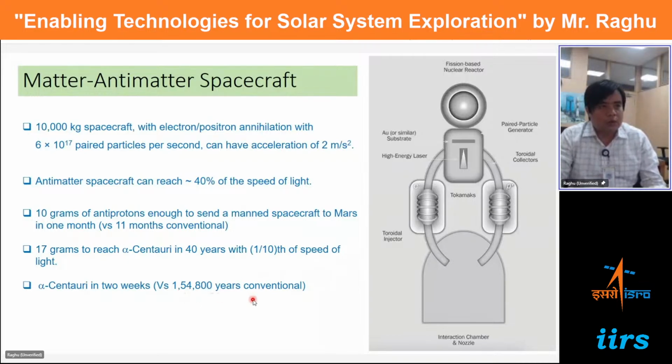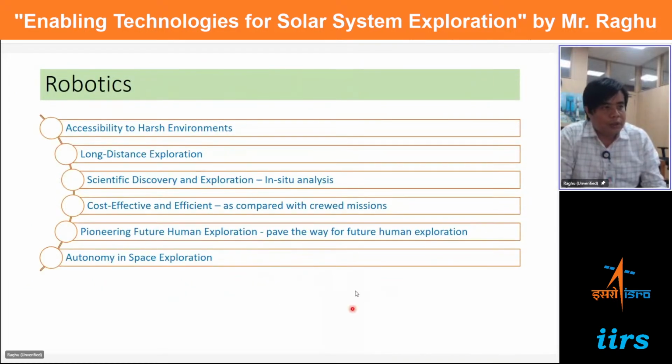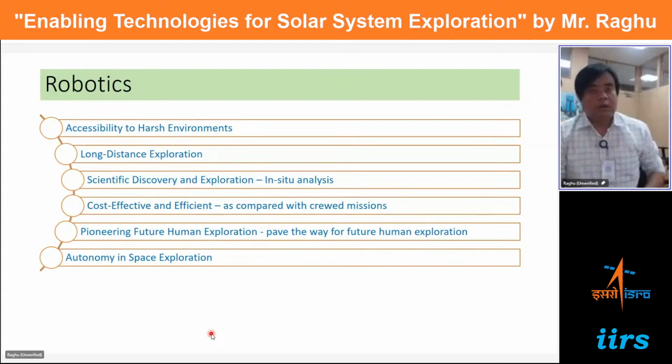So this is a kind of rocket technology which will stimulate you to think, because there is a lot of emerging research going on in this area. Another part is robotics. As I told you, robotics is required for accessibility to harsh environments, long distance exploration, and teleoperation. These robots can be controlled from here, though the rover and the lander are on the surface of the planets.